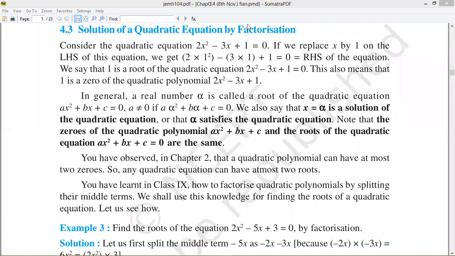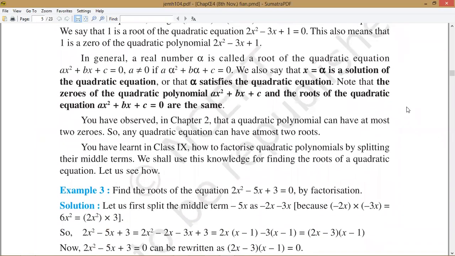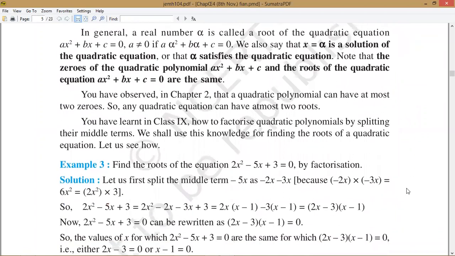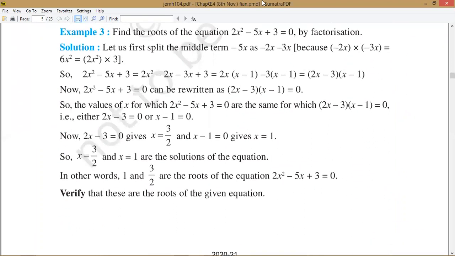So this is a new topic, solution of a quadratic equation by factorization. जैसा कि हम क्लास 9th में क्वाड्रेटिक पोलिनोमियल्स के फैक्टर करते थे, वही फैक्टराइजेशन मेथड से हमें क्वाड्रेटिक इक्वेशन को सॉल्व करना है. सो हम फैक्टराइजेशन मेथड में क्या करते थे, मिडिल टर्म को स्प्लिट करते थे. ठीक है. सो फॉर दिस वी कैन सी द एग्जांपल नंबर 3.